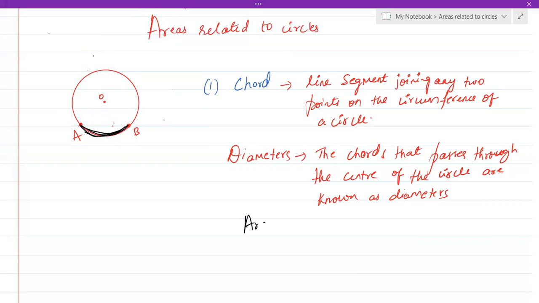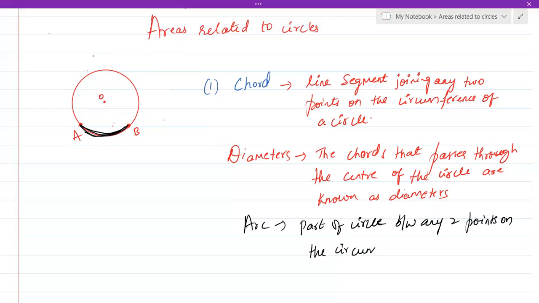So what is an arc? It is just a part of a circle between any 2 points on the circumference. So what is an arc? Arc is a part of a circle between any 2 points on the circle.